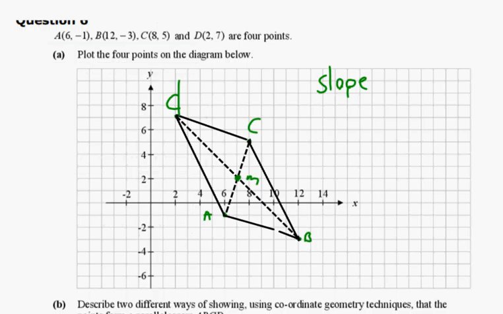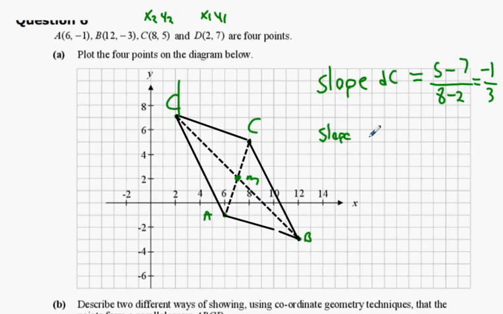Slope of. Let's start with slope DC. Now this is going to be an absolute pain. You have to do the slope formula so many different times. Okay, so slope of DC is, you can probably help me out the answer in a minute. Yeah, part C, yeah. 5 minus 7 divided by 8 minus 2 is minus a third. Slope of AB. Anybody get slope of AB? Minus a third as well.